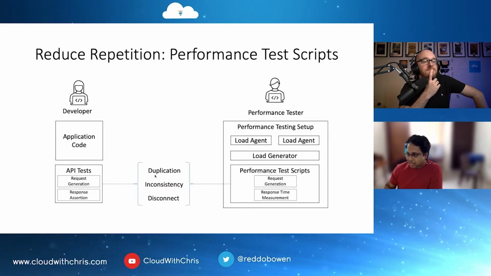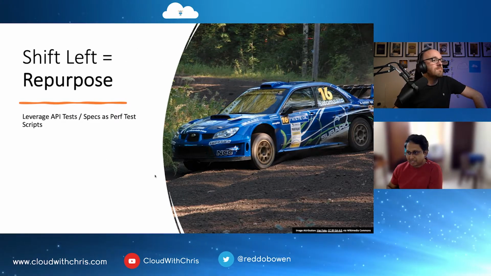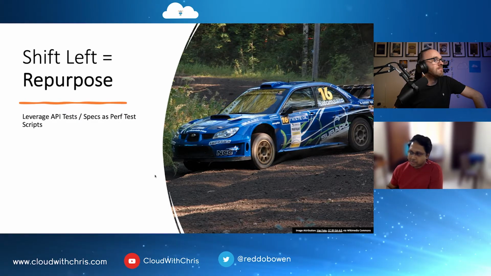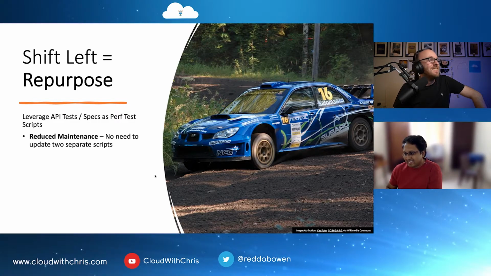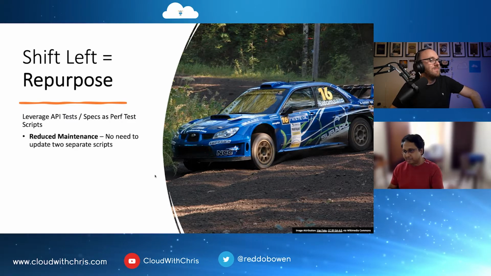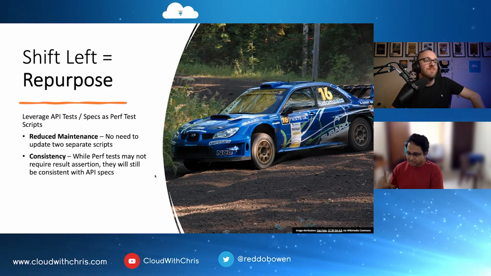All right. So let's look at how this can be resolved. For me, shift left means repurposing. So if I have an API test, I would repurpose them as performance tests. It's like you take a perfectly good road car and chop it up and make it go rally. So it has multiple advantages. Of course, like I said, when you have the same test running as API test and performance test, you don't have twin maintenance costs, you have single maintenance. And of course, as a byproduct, it is consistent.